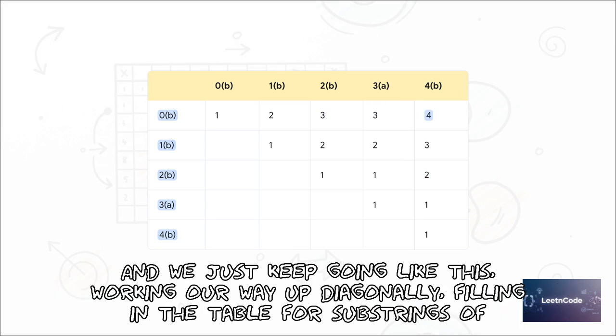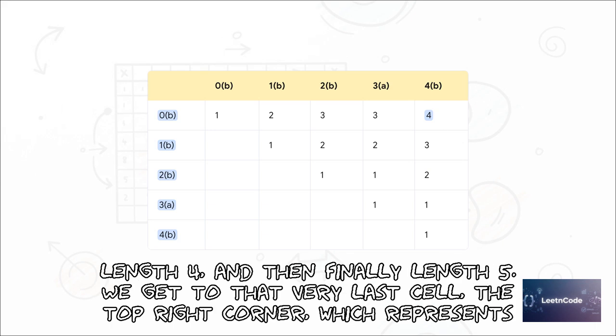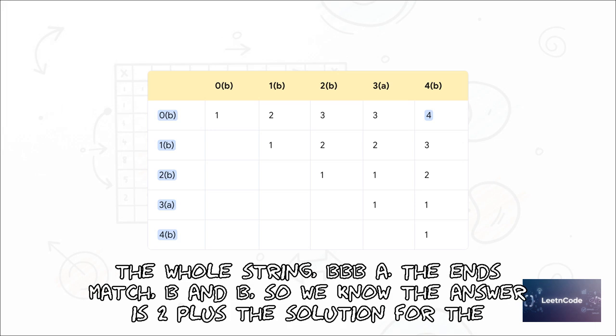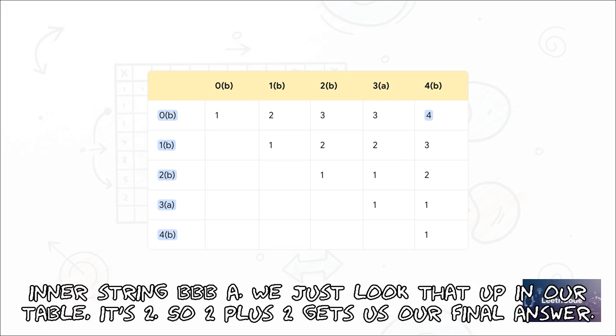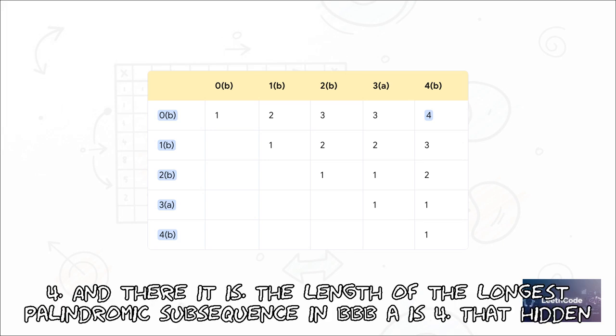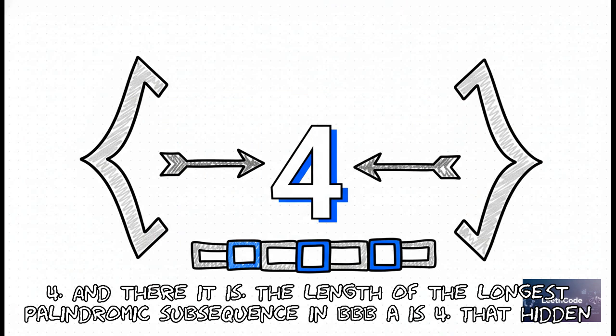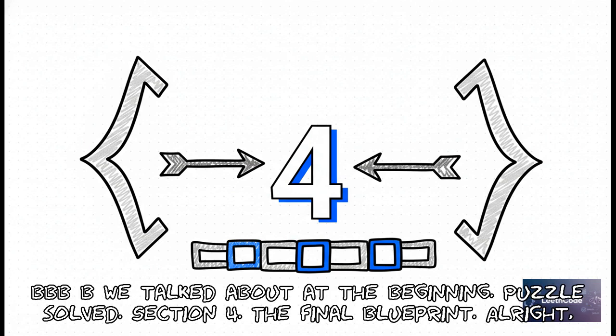And we just keep going like this, working our way up diagonally, filling in the table for substrings of length 4, and then finally length 5. We get to that very last cell, the top right corner, which represents the whole string, BBBBA. The ends match, B and B, so we know the answer is 2 plus the solution for the inner string, BBB. We just looked that up in our table. It's 3. So 2 plus 3 gets us our final answer, 4. And there it is. The length of the longest palindromic subsequence in BBBBA is 4. That hidden BBBB we talked about at the beginning.